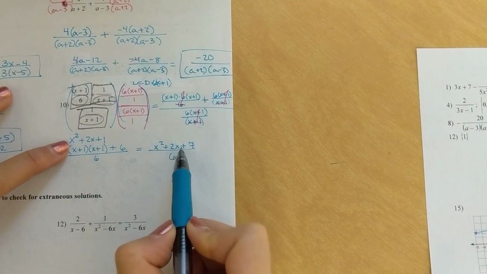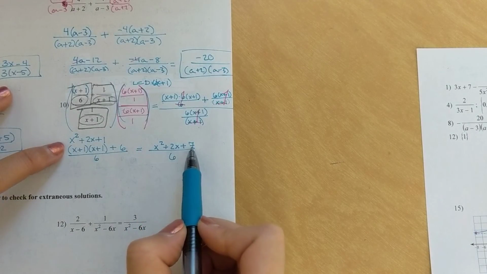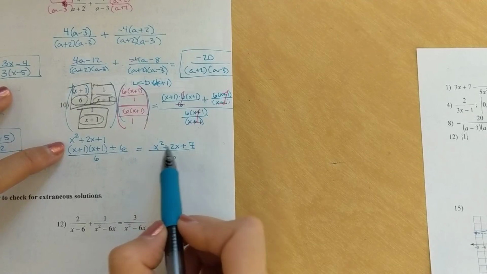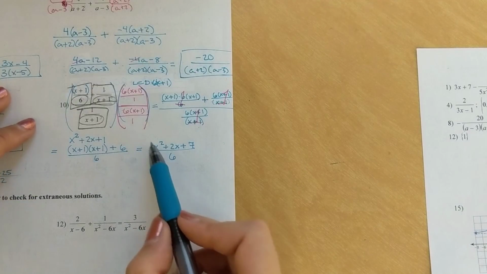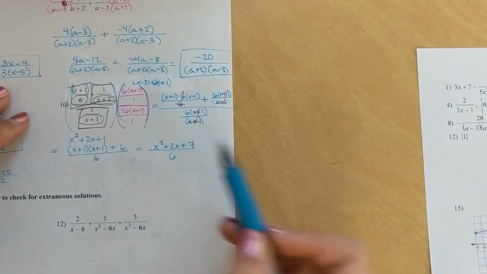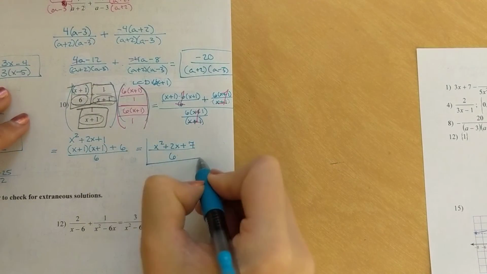There is nothing we can, we can't factor this. Even if we could, it wouldn't reduce with the 6 because it would need to be a GCF to reduce with just a number. So that is my final answer.